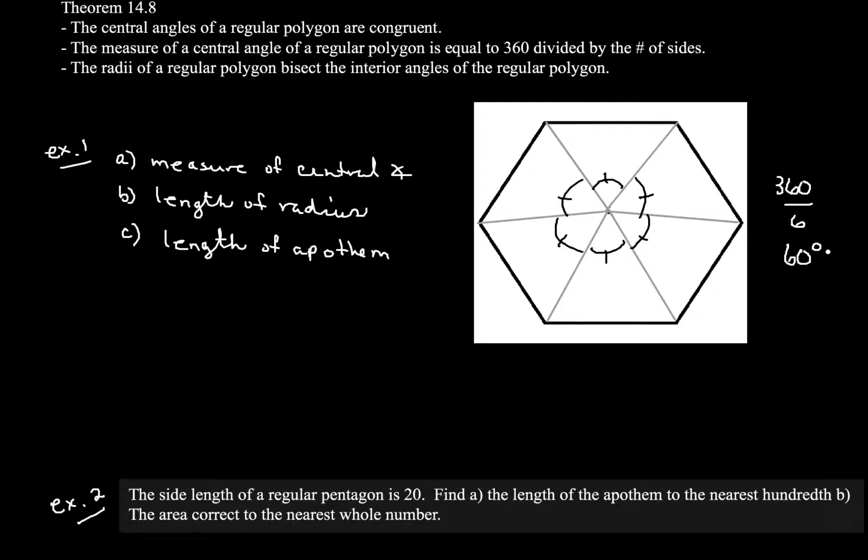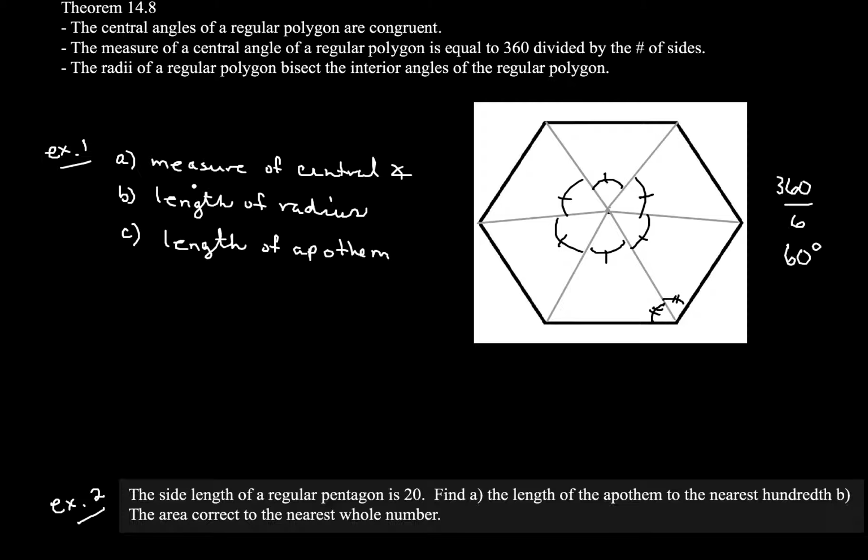And finally, the third part of this theorem is the radii of a regular polygon bisect the interior angles of a regular polygon. So let's just draw that in here. This is going to be congruent to this. So they're going to bisect them all. So they're basically all going to be the same, because all the triangles are going to be the same. All right, knowing that, let's try a problem.